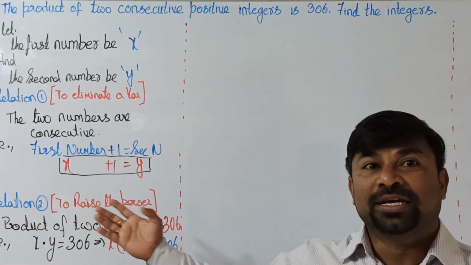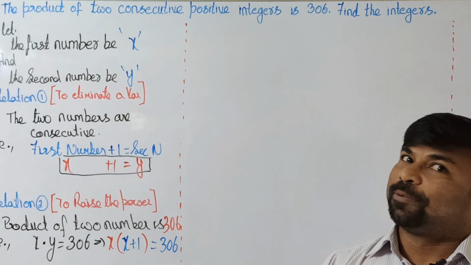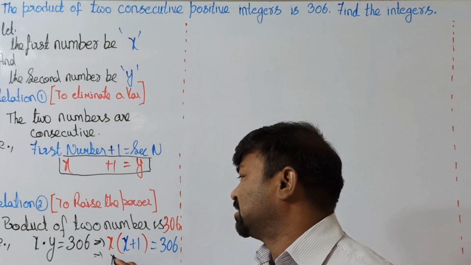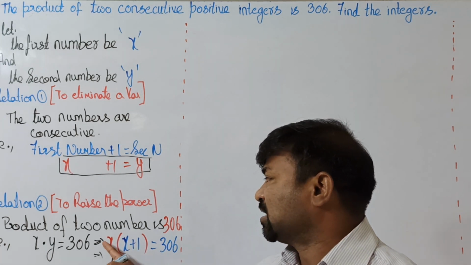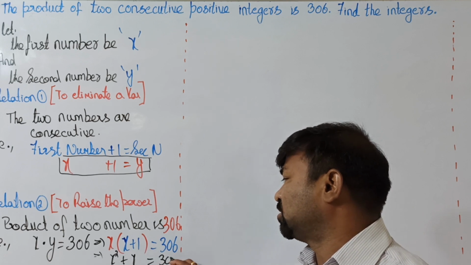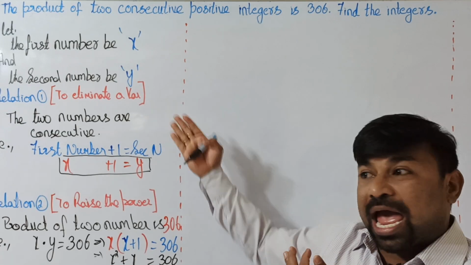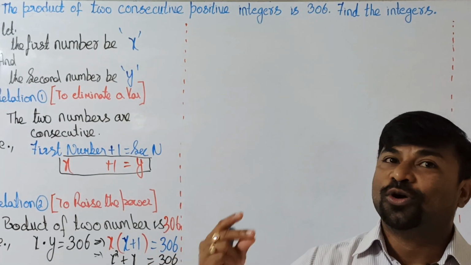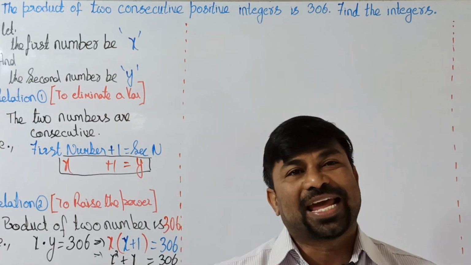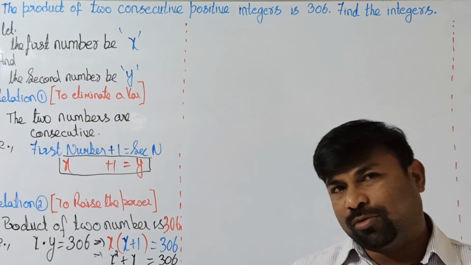Now we are using the relation to raise the power. How to raise the power? As you all know, x times x is x square, plus x once, it's nothing but x, is equal to 306. This is cool, right? We eliminated the variable and we raised the power. So from here onwards, let's move in a smooth way. Let's find what that x is. Here, it's basically solving the equation.